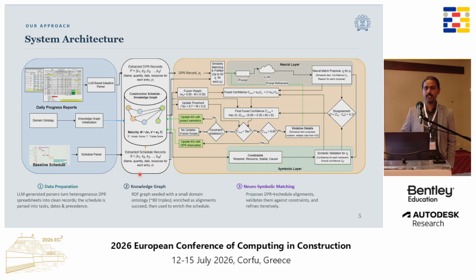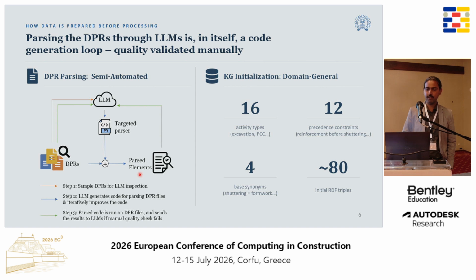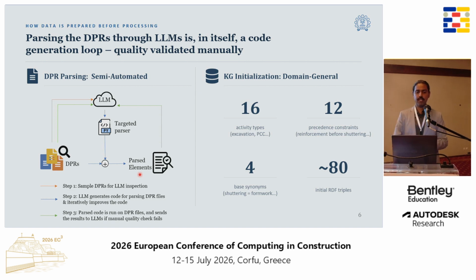This is the overall architecture. Let me go into slightly more detail. At the data parsing level, the initial data preparation level, we have two steps. One is the knowledge graph initialization, which I already mentioned to you about. The DPR parsing is semi-automated, where we have sent the DPR, that is the set of Excel files, to an LLM to generate a parser and then let it extract the data. But we also had to loop it back to verify whether it is working well or not.